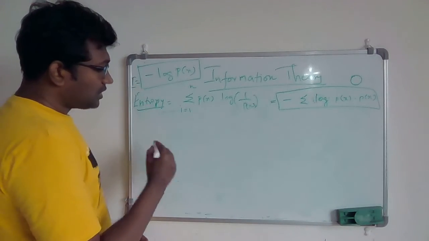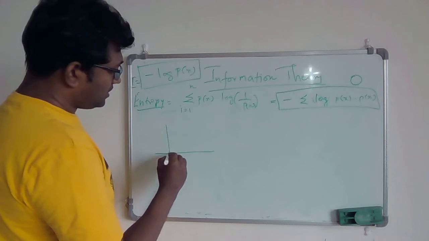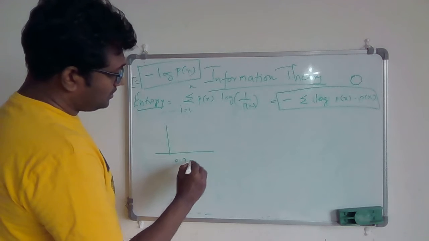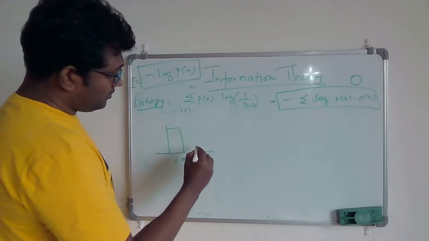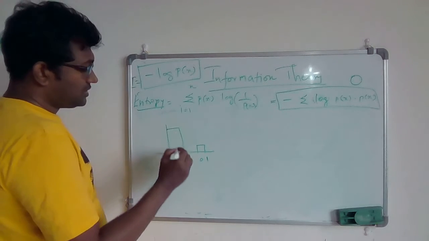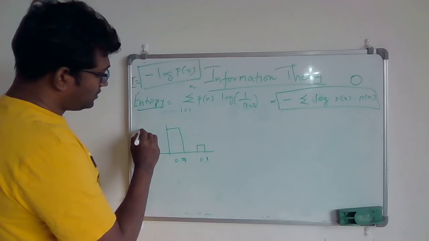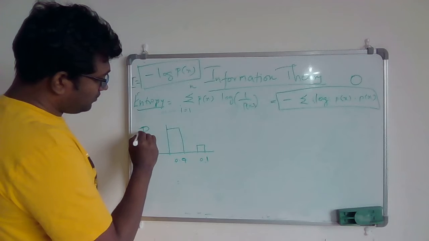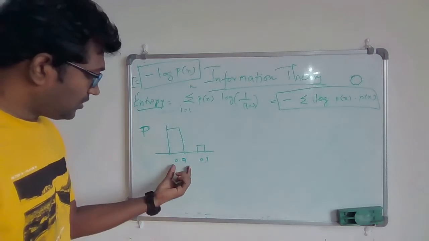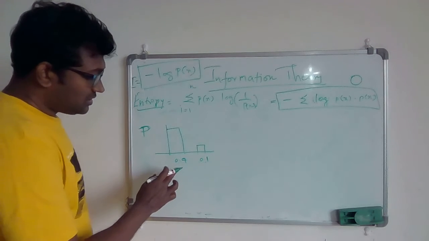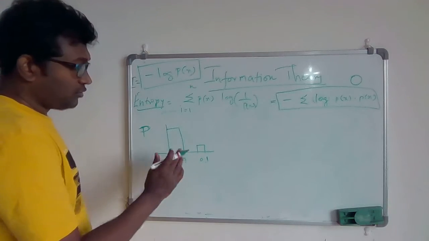Now let's say you wanted to compare two distributions. Let's say the probability of getting heads is 0.9 and the probability of getting tails is 0.1. This is your true distribution, let's call it P. The true distribution in the sense this is your coin, and you know that this coin is biased, and it always gives 90% of the time heads and 10% of the time tails. This is what you know.